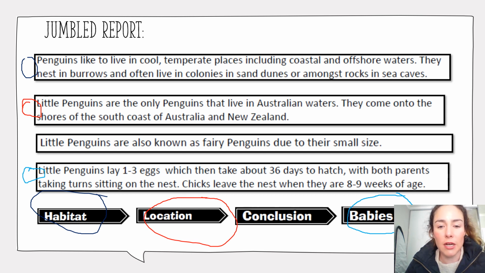And our conclusion, our last statement here, is little penguins are also known as fairy penguins due to their small size. So this is basically just one other last fact about penguins that has been added at the end for the conclusion to sum up the text.